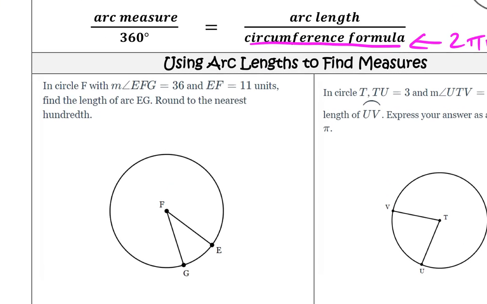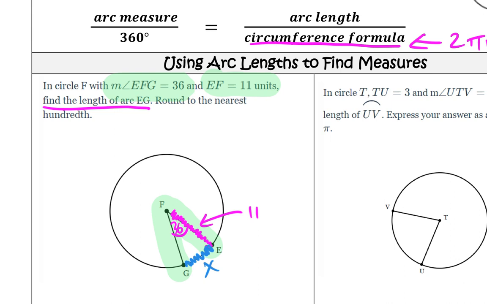Let's look at this first problem. It says in circle F, so this is F, the measurement of angle EFG is 36. Let's trace that out from E to F to G. That is 36 degrees. And EF is 11 units, so from E to F, that much is 11. They want us to find the length of arc EG, so we're talking about this right here. That's X.